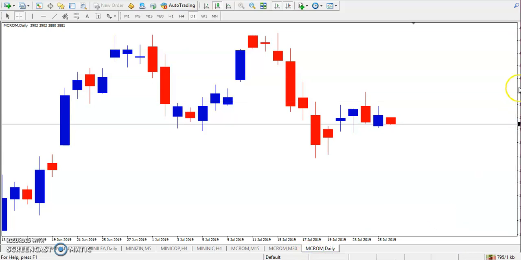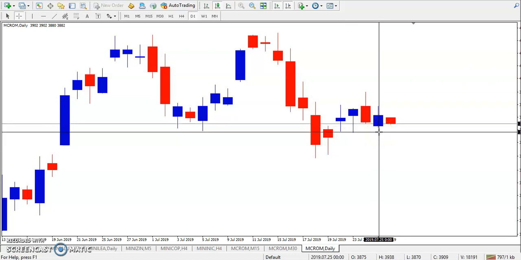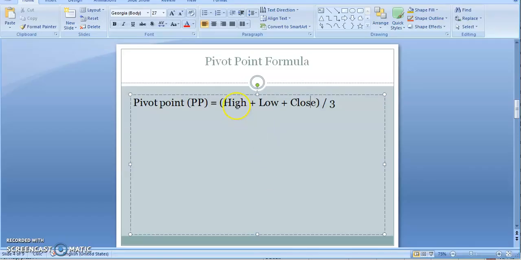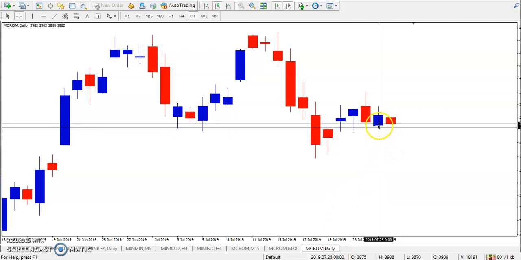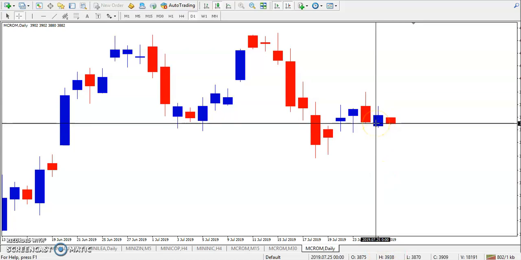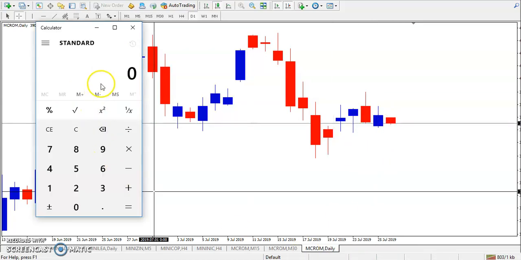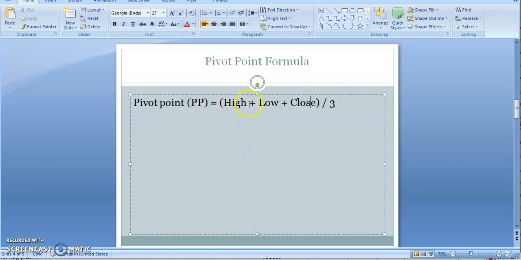So I'll show you. Now when I click, you can see this is open, that means it's showing 3875. Here we need high, low and close, right? That is why you can see here we need high. It's showing H. Have you seen in this area below? High is showing 3938. So I'll add 3938 plus. This is the formula. First high, after that this is plus, so I'll add it, right?